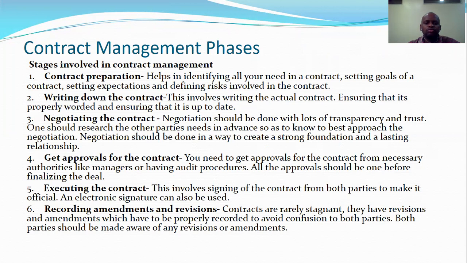You also need to get approval from the necessary supervisor or the manager in charge so that he can finalize the deal and ensure that the contract is up and running. Then executing the contract is another phase, and this involves signing of the contract by both parties to make it official. So both parties must sign the contract for it to be official. Then recording any amendments and revisions. Once in a while, you can be required to amend some of those articles or terms, so it's always important to ensure that you record all those amendments.